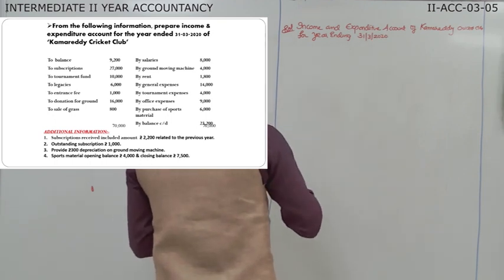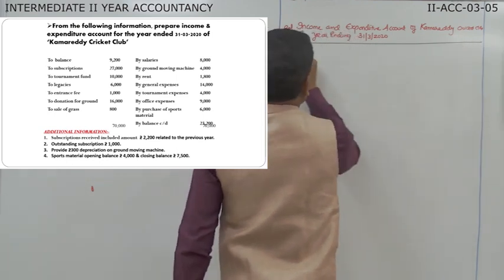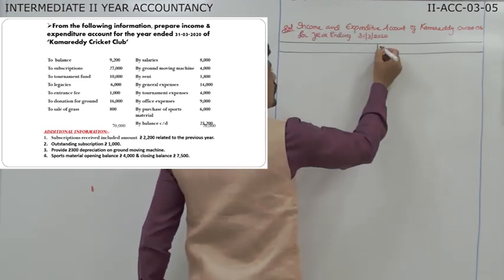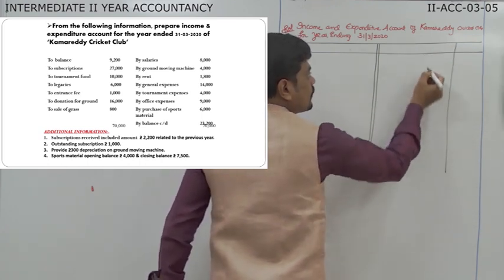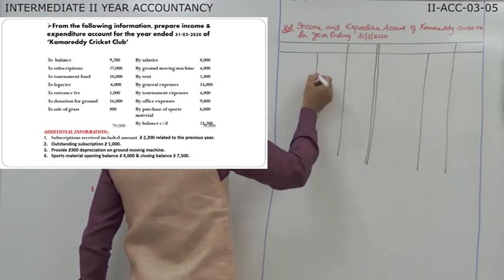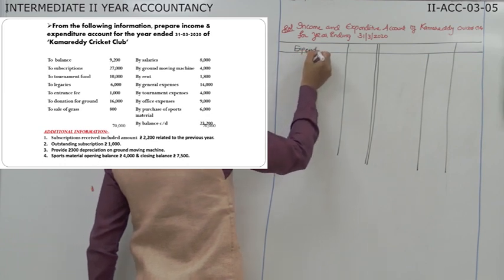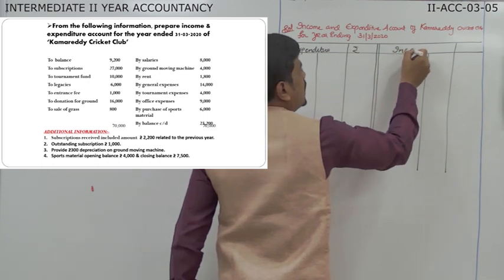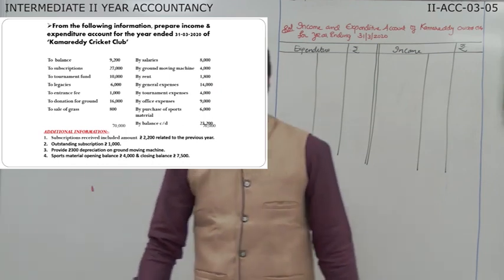Now we'll give the format. As it is, the formatting, half page, amount column, inner column, amount column, inner column. This is once again debit side, expenditure, credit side, income, amount. Now we'll start the posting.